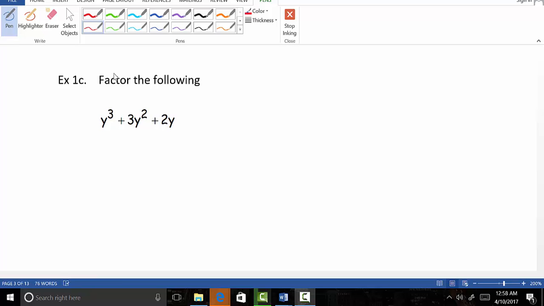Here we are at 1C from our 4.3, 4.4 set of notes. We're asked to factor the following. And just looking at this, we always know that our step one is to look for that greatest common factor. In just looking at these three terms, we do notice that they all share that common y that we can go ahead and first pull out.